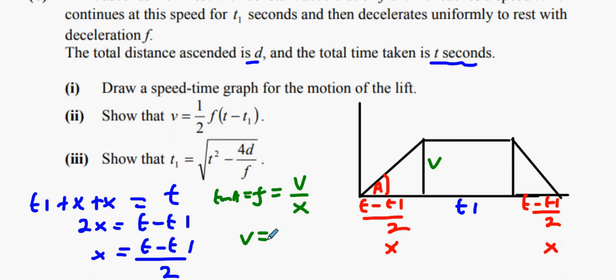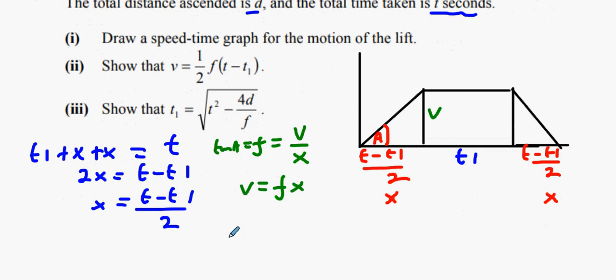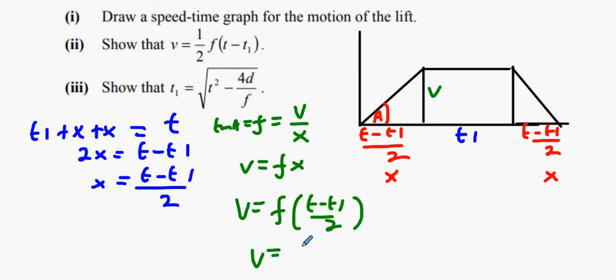So what's the next thing I'm going to say? v equals fx, and now and only now am I going to replace in that x value. Okay, didn't want to have to write that out lots of times. So v equals f times t minus t1 over 2, and lo and behold, v equals a half f, brought the 2 to the front, then t minus t1. Everybody cool with that? We are on 15 out of 30 marks.